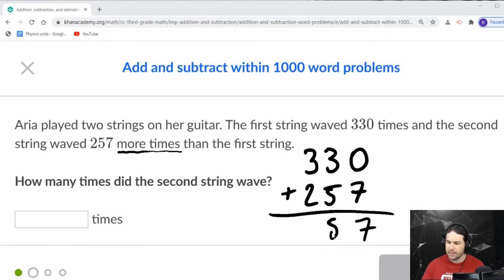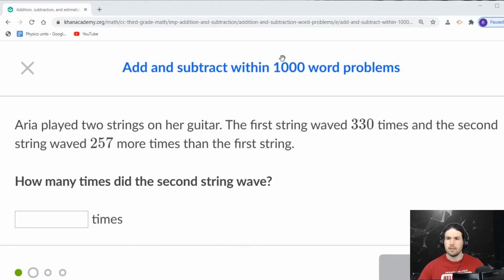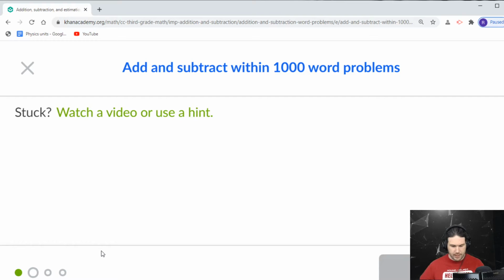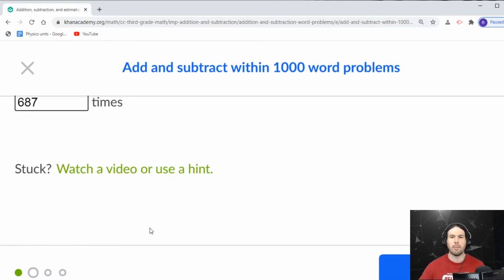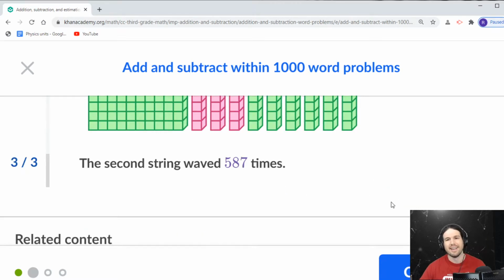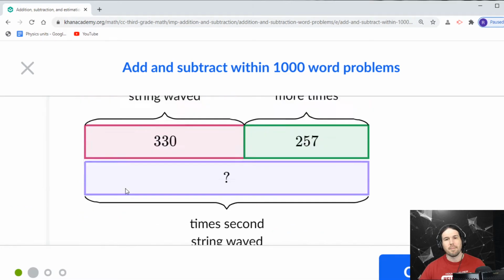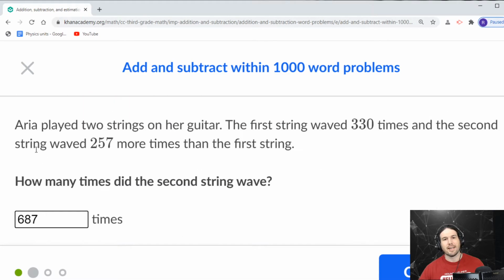That looks like 687 is going to be the number of times that the second string waved. Welcome to my show where I go on mini rants all the time. 687, I hope I remember that right. I didn't remember it right. 587.